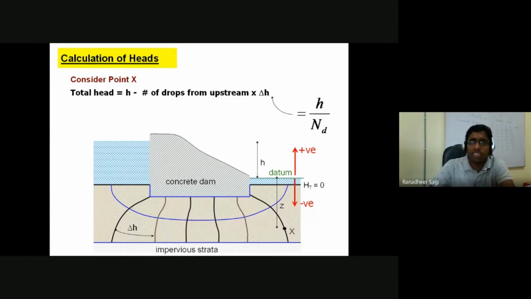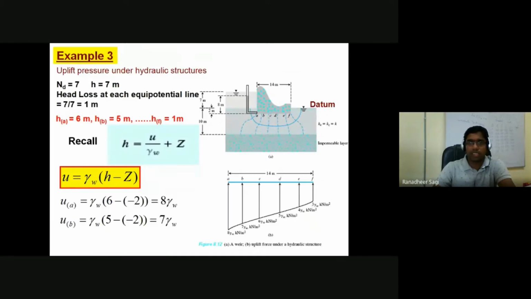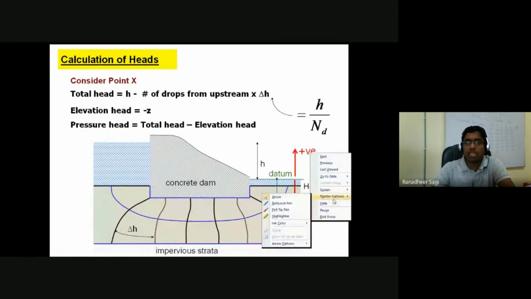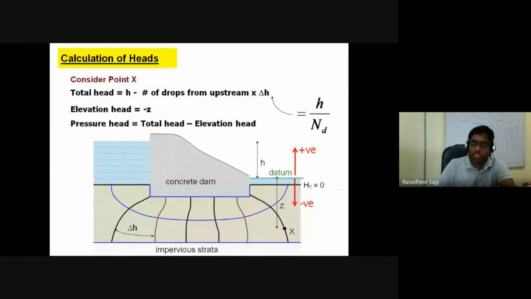Let's say I am trying to consider a point X where I am interested in calculating my total head, elevation head, and subsequently the pressure head values. So if I am interested in calculating the total head, elevation head, and pressure head at my chosen point X, what I need to first understand is where I am going to choose my reference datum. With respect to the position of the chosen reference datum, I can then calculate.